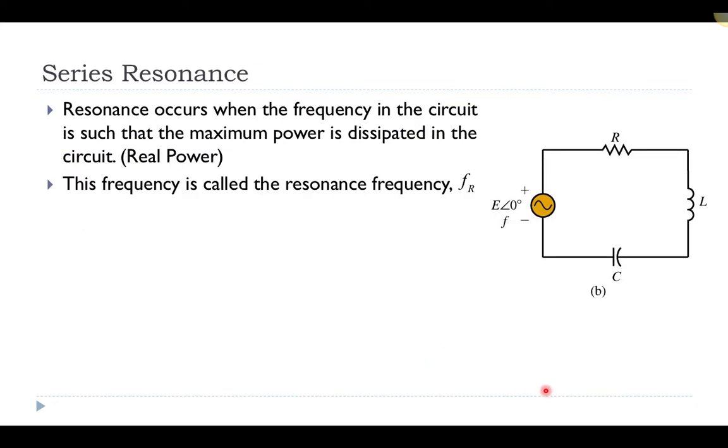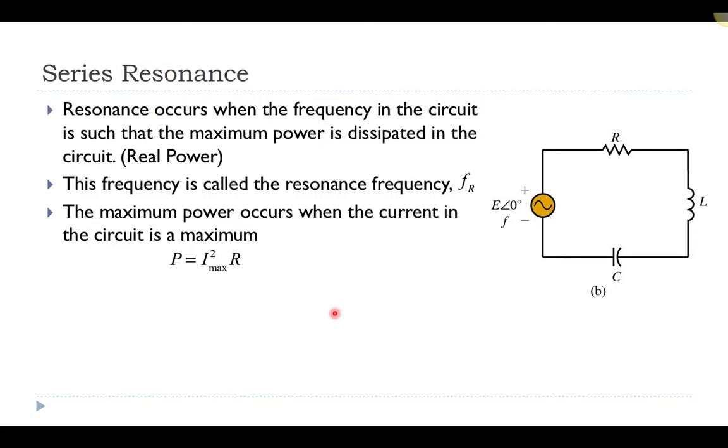So resonance is going to occur when the frequency in the circuit is such that we are going to have the maximum power dissipated by the resistor, the real power. And so if we can adjust the frequency of the source until we get that maximum power in the circuit here, then we've reached resonance. And that frequency that we find is called the resonance frequency. And so we've written it as F with a subscript R. I think a little later we put that as a subscript S because this is a series resonance circuit.